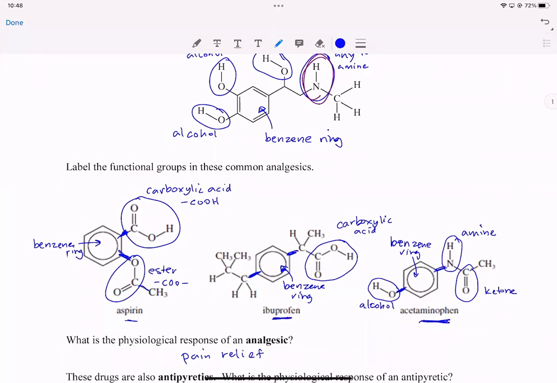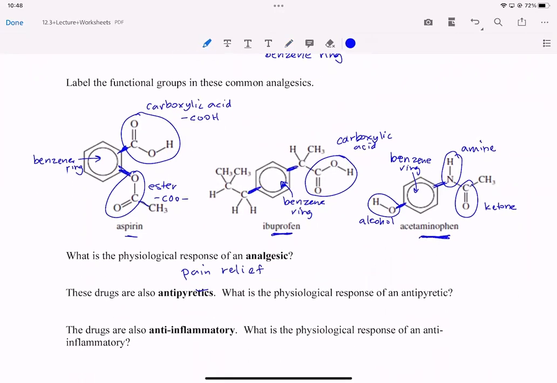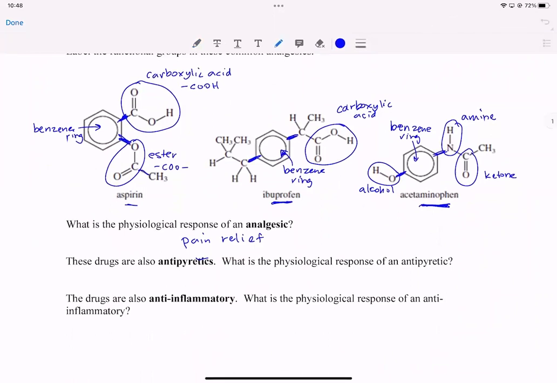Ibuprofen and acetaminophen have the same overall functions, but because they have slightly different functional groups, they're considered different drugs, right? So in addition to pain relief, they are antipyretic, which is fever reducing. And it's also why when someone has a high fever, it's recommended to take these two drugs in opposition. Like you can take ibuprofen, and then if you still have a fever, then you can take Tylenol, because it's not the same drug.